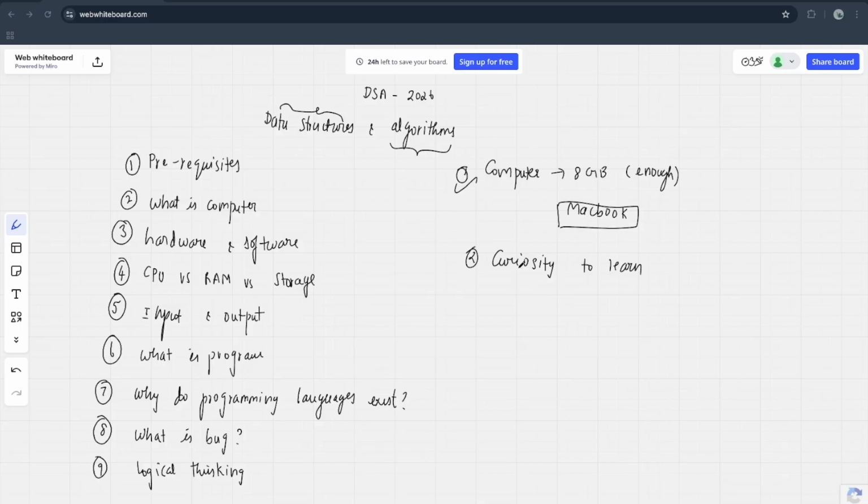After that, curiosity to learn. You need to understand what the problem is, how to identify it, and how we can break a complex problem into small manageable parts. That is really important. Curiosity is a must, and consistent practice is really important when it comes to problem solving.